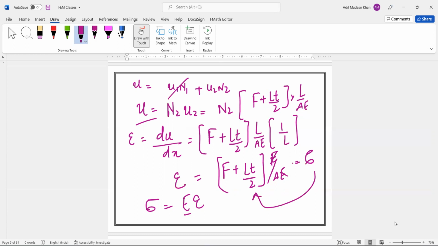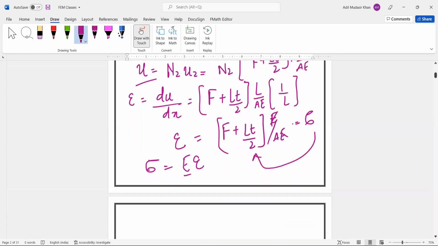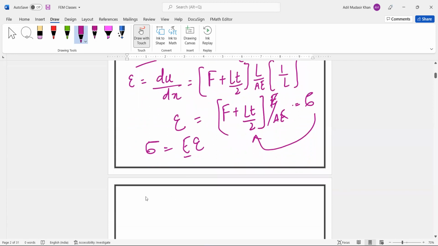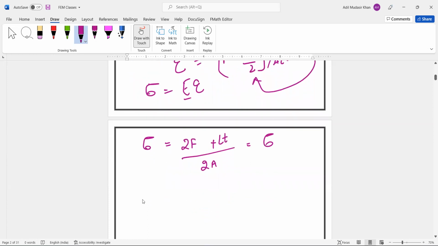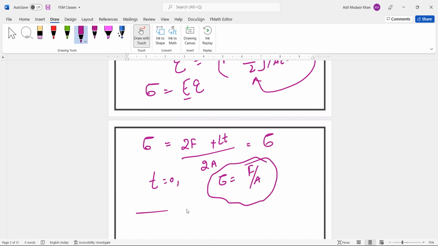Okay, so quite an important expression is: stress is equal to twice F plus LT, whole divided by 2 times A, equal to sigma. Now for us, if we say that T is equal to 0, then sigma becomes equal to F by A. That's what's already known. Okay, so this is how we can make use of finite element analysis to calculate the value of U and all expressions.